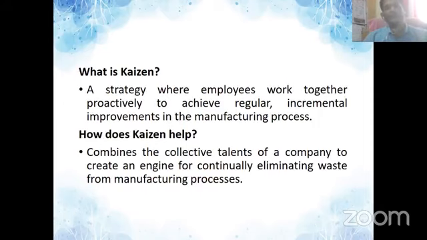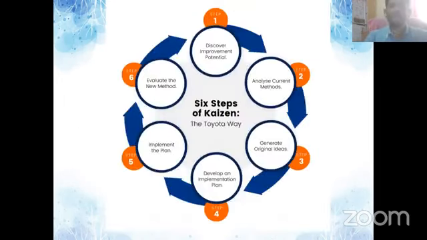So how does this Kaizen help? This combines the collective talents of the company to create an engine for continually eliminating waste from the manufacturing process. In Kaizen, the employees give suggestions to the managers, and these small suggestions help the organizations work better. There are different types of Kaizens, as shown in the figure.